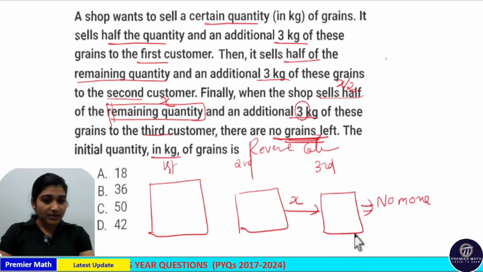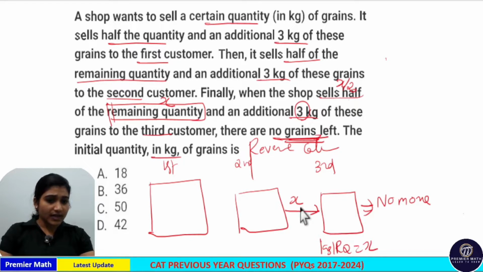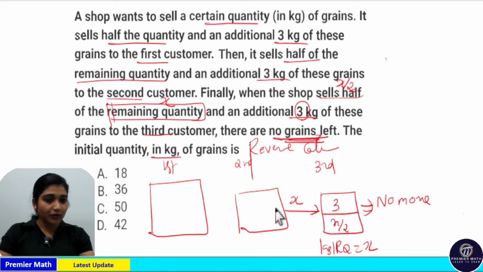So I can represent this third box as the last remaining quantity x. He's transferring this x as x by 2 plus 3 kilograms, which means this 3 represents x by 2. 3 represents half of this box. So x by 2 is equal to 3, which means x is equal to 6 kilograms.